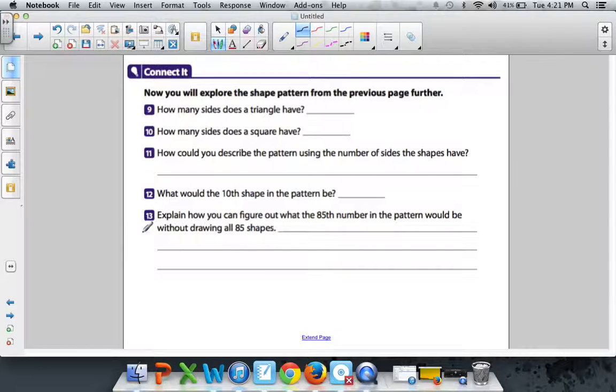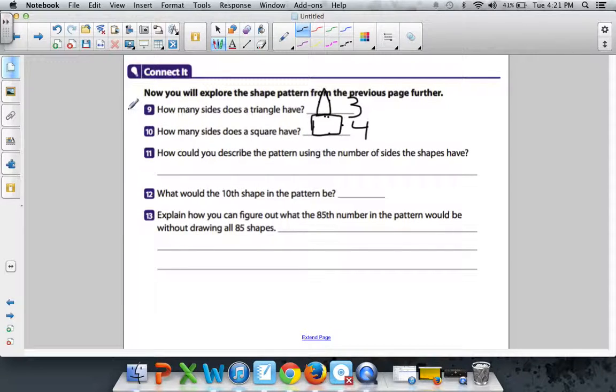Now you will explore the shape pattern from the previous page further. How many sides does a triangle have? Oh man, well that's simple. A triangle's got 1, 2, 3 sides. Important to know, just reminding you, how many sides does a square have? Well, draw a square. That's more of a rectangle, but I tried my best. 1, 2, 3, 4. How could you describe the pattern using the number of sides the shapes have?